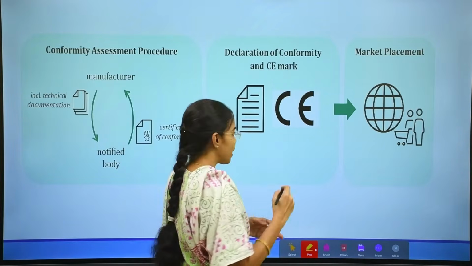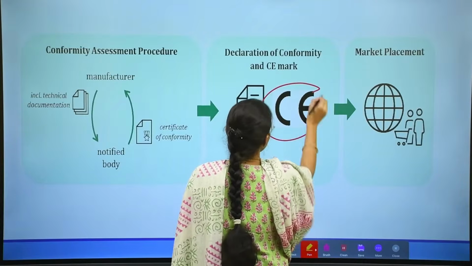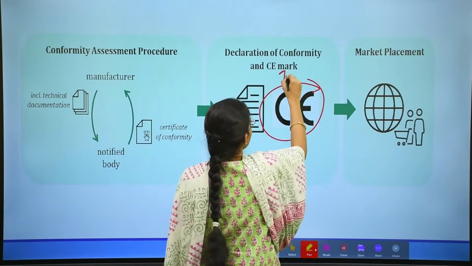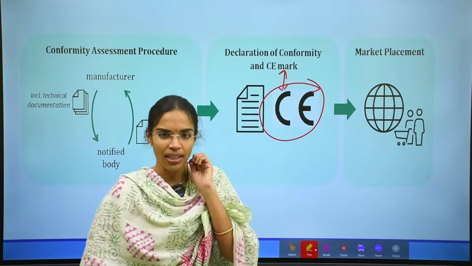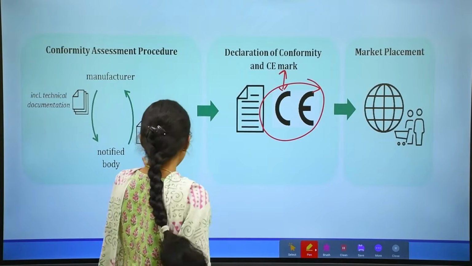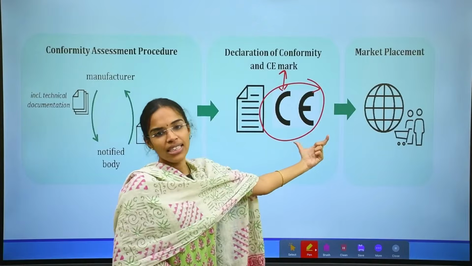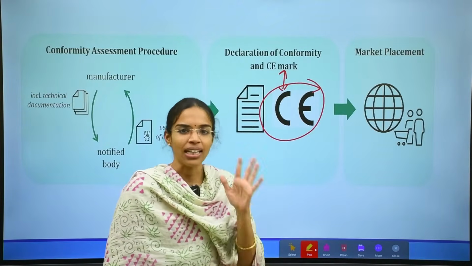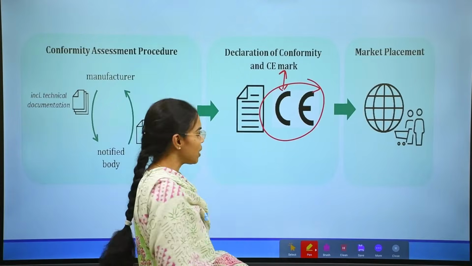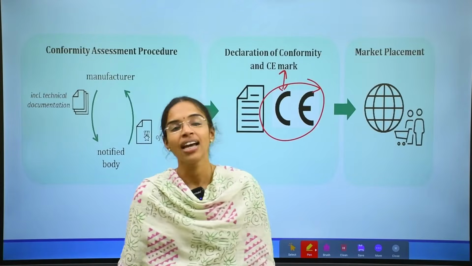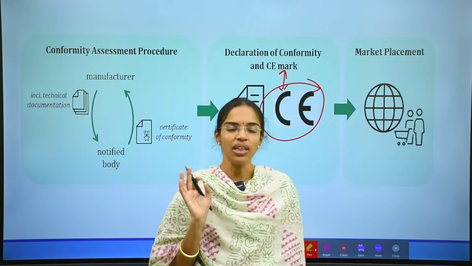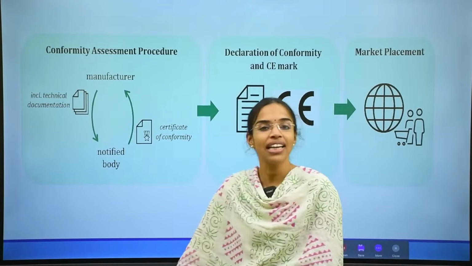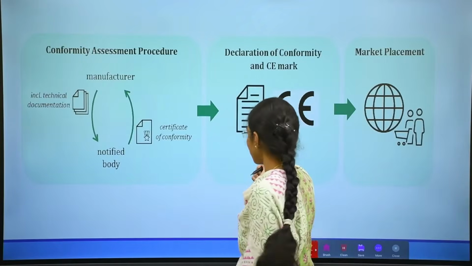Which of the following symbols? It is very important. CE. Conformity assessment is directly related to the CE mark. Once it is done and the conformity certificate is given, this mark CE is given. This CE shows that the conformity assessment is done for this particular device, and then it can be placed into the market. So this was about the conformity assessment.